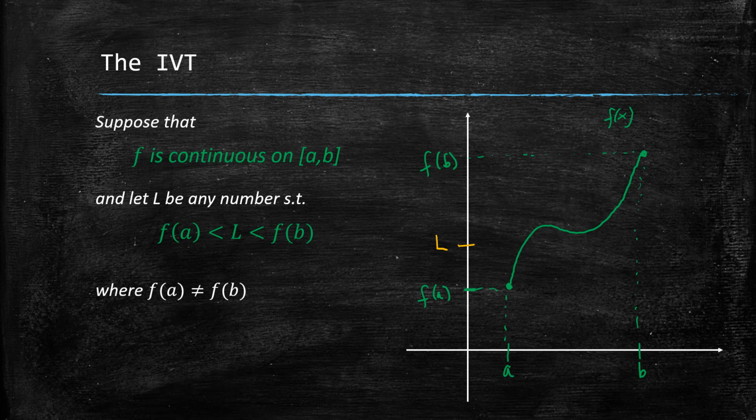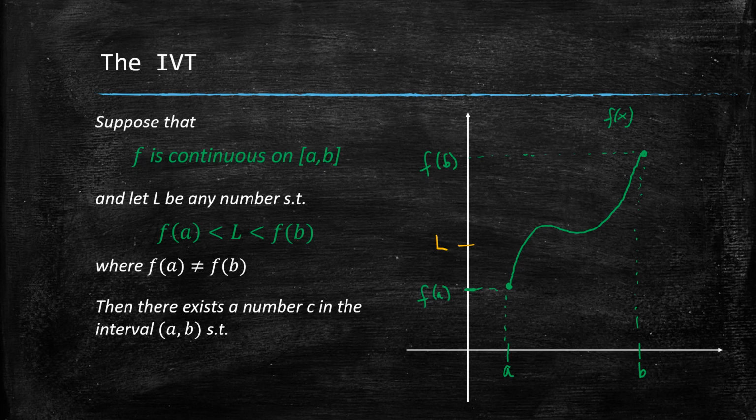And you must ensure that f(a) is not equal to f(b). We can explain that a little later, but that's an important caveat. Otherwise, this theorem wouldn't hold. Then there exists a number c in the interval [a, b]. So what interval are we talking about? We are talking about this interval. There is a number c somewhere in this interval such that f(c) = L.